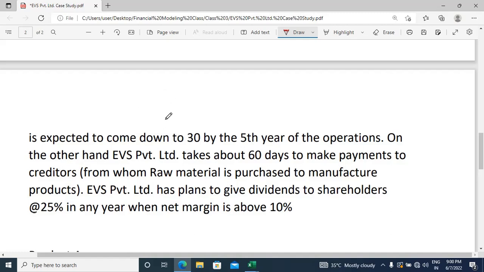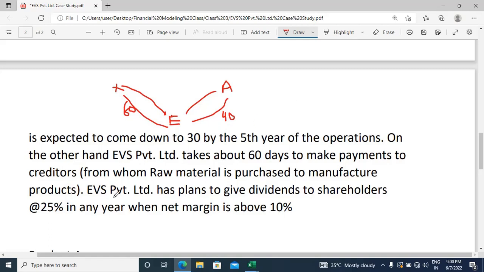So now EVS is doing their operations. They are selling to ABC Private Limited and getting paid after how many days? After 40 days. And EVS Private Limited is buying raw materials from XYZ Limited, and EVS Private Limited is paying XYZ Private Limited after 60 days. So this is the debtors and creditors cycle here.